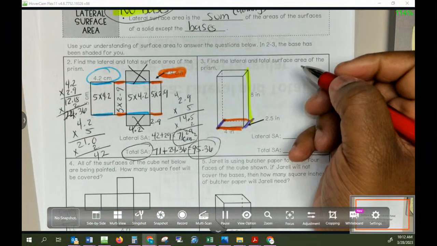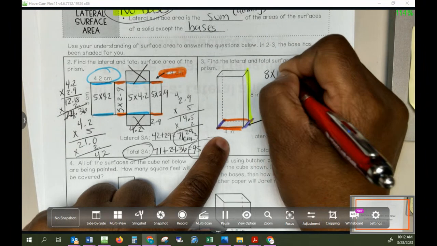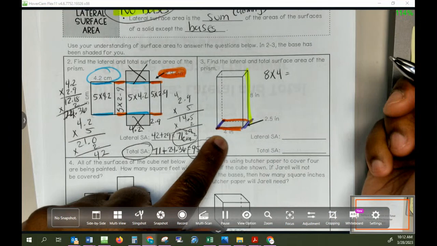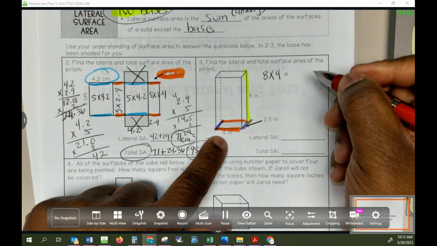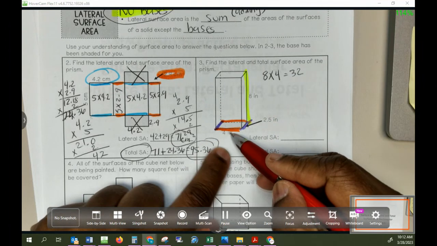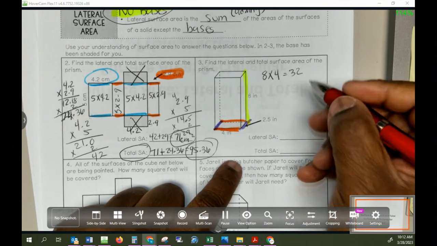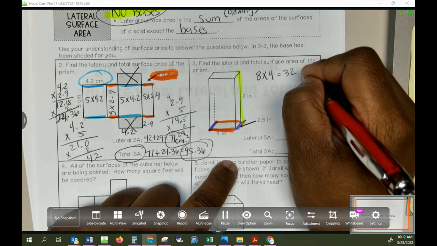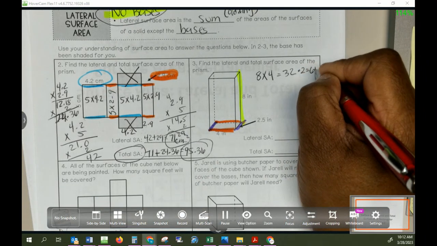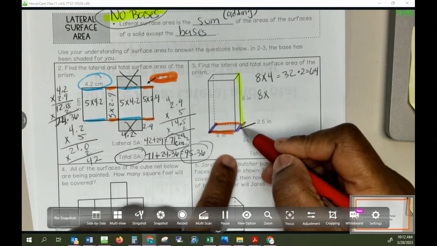So what does that look like mathematically? That means I'm saying 8 times 4. What's that? What's 8 times 4? 32. How many orange sides do I have? 2. Because remember, we multiply by 2, so I can just multiply 32 by 2, and what do we get there? That's 64. And then I have 8 times the short side.